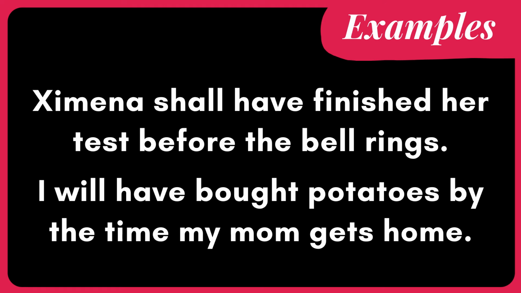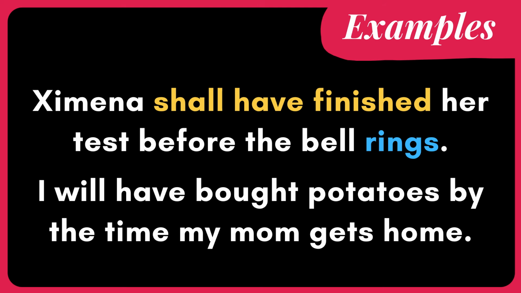In the first sentence, there are two verbs, shall have finished and rings. The first action that is expected to happen is finished, so shall and have are partnered with it. It is in future perfect tense, while the other one, rings, which is the action that is expected to be completed next, is in simple present form.